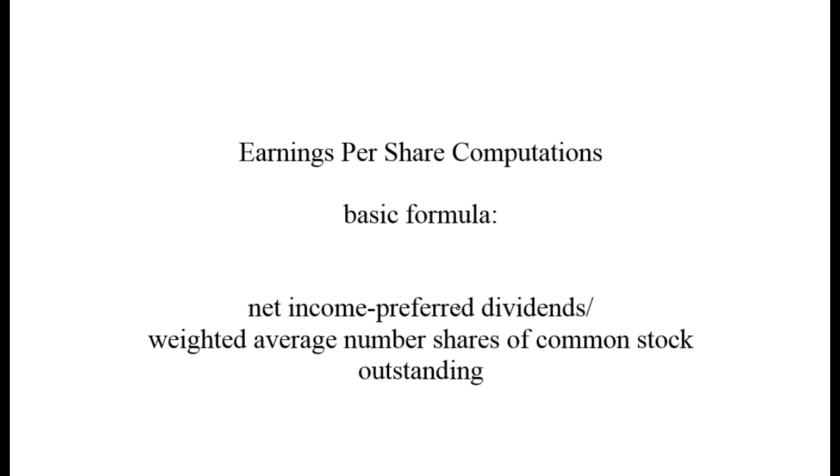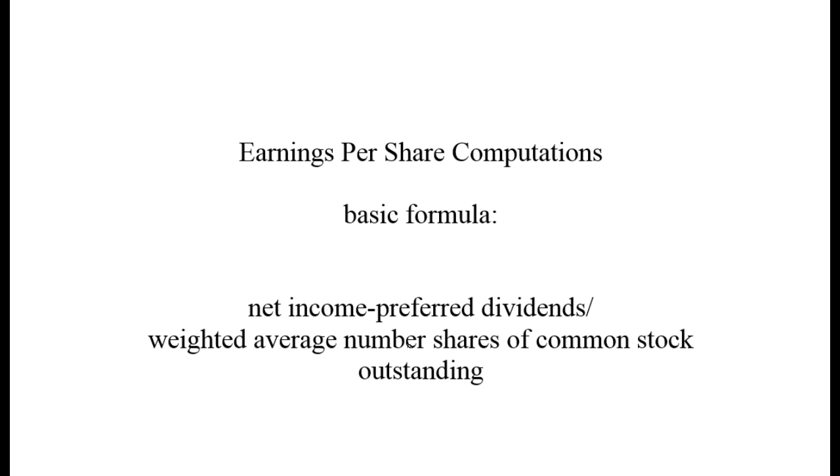We subtract preferred dividends if they are paid, if they are declared, and if it relates to preferred stock that is cumulative, we subtract it regardless of if it was declared because they're going to get it eventually. So the numerator is net income minus preferred dividends. The denominator is the weighted average number of shares of common stock outstanding.